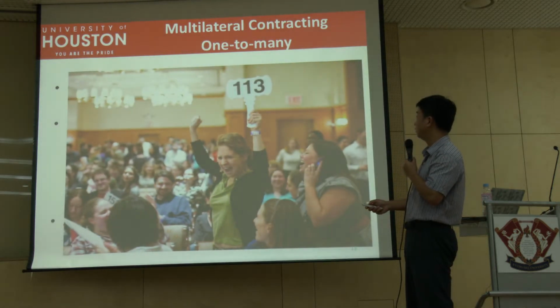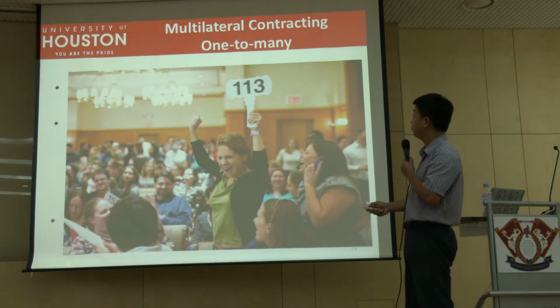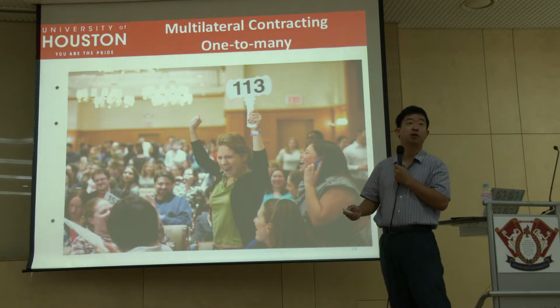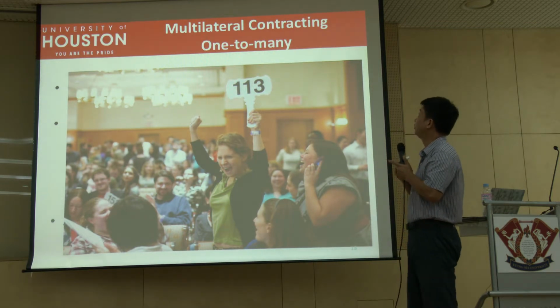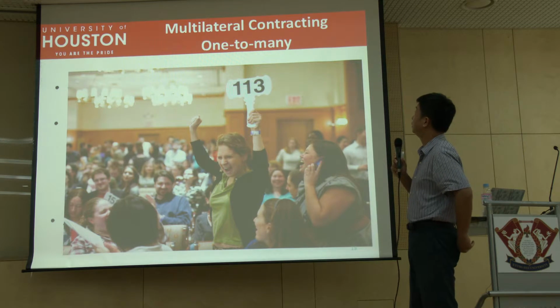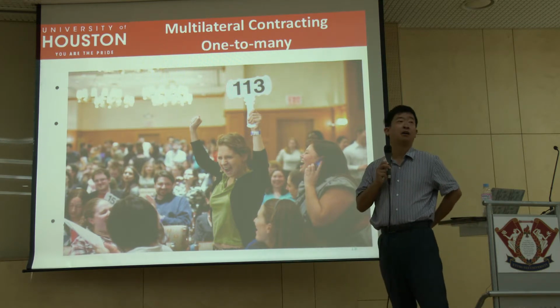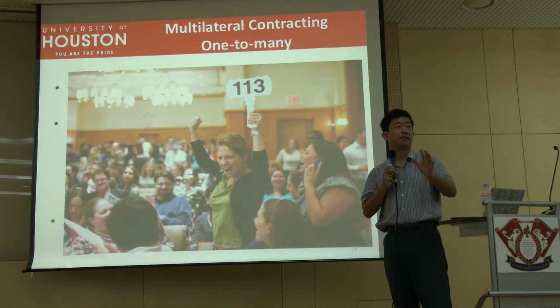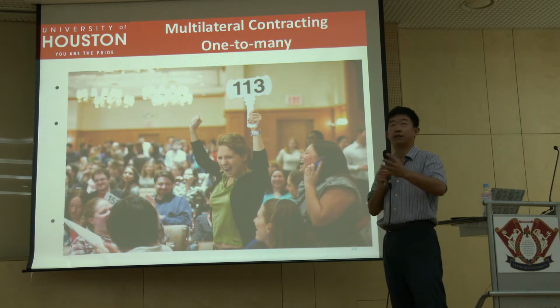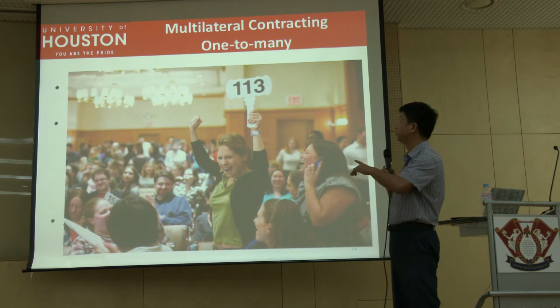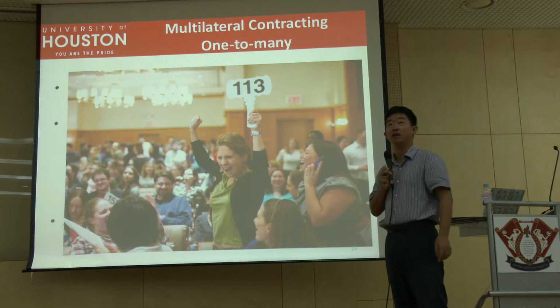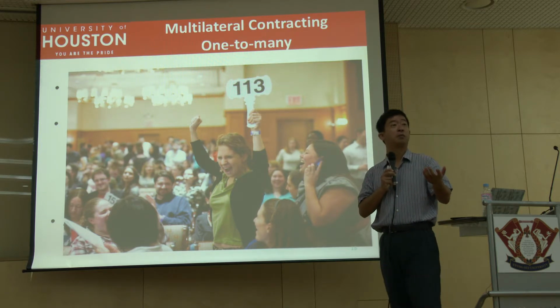And this one is highly related to auctions. So basically, for this one-to-many kind of contracting, you can think of auction theory as a subset of contract theory. Auction theory, we talked about this one yesterday.